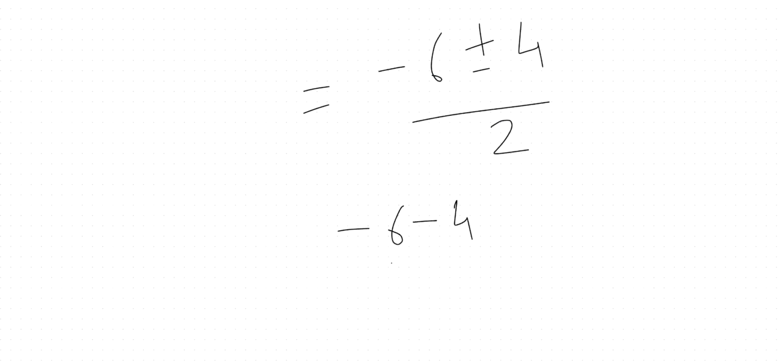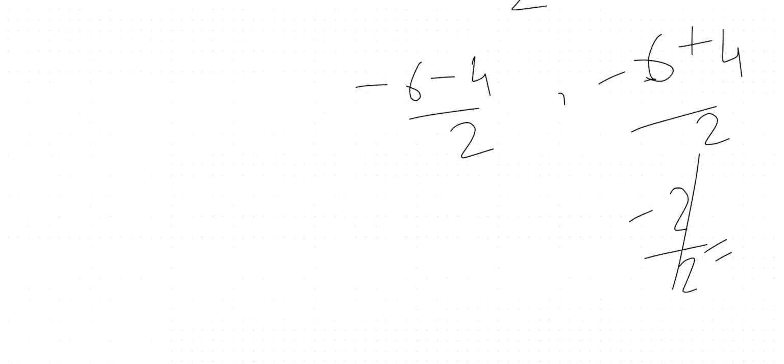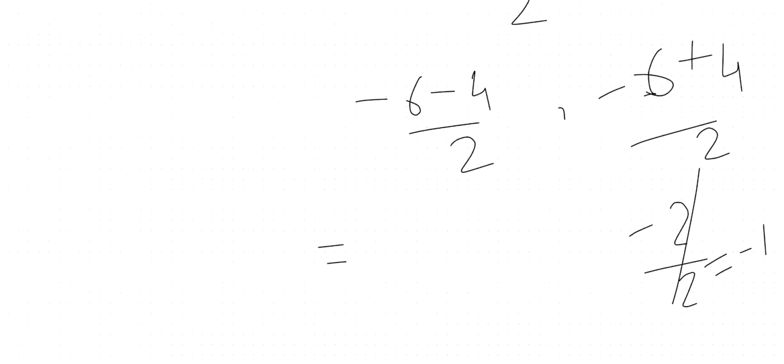The first answer is -6 minus 4/2, which is -10/2. Second answer is -6 plus 4/2, which is -6 plus 4 is going to be -2. So -2/2 is going to be -1. And -6 minus 4/2 is going to be -10/2, and -10/2 is going to be -5. So the two numbers that you have got are -5 and -1, right?